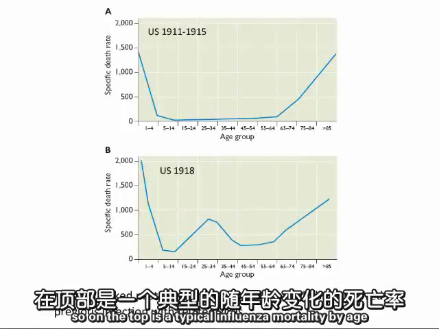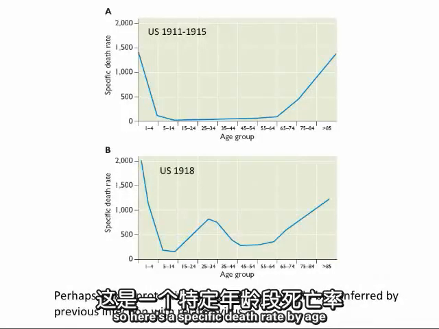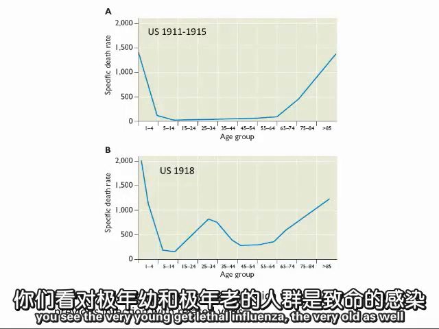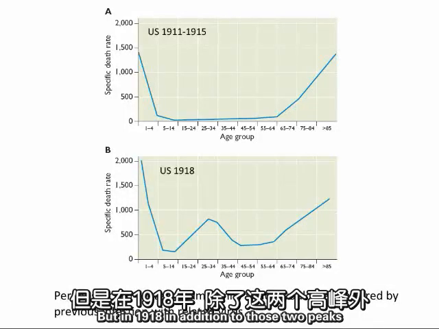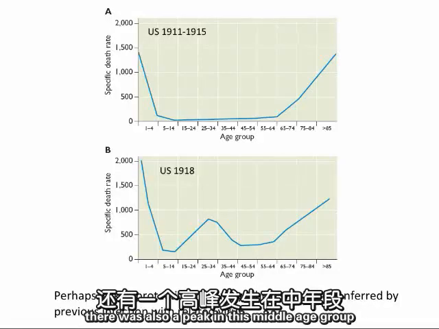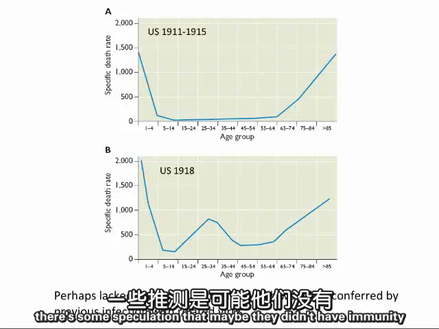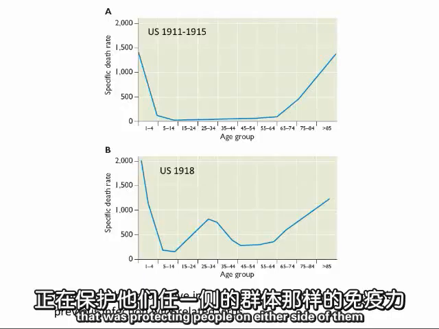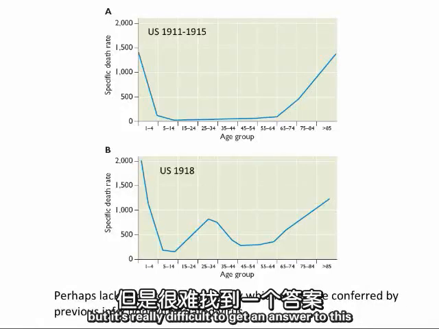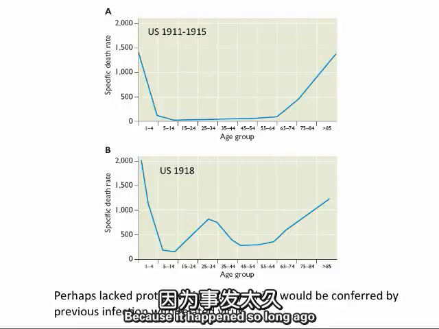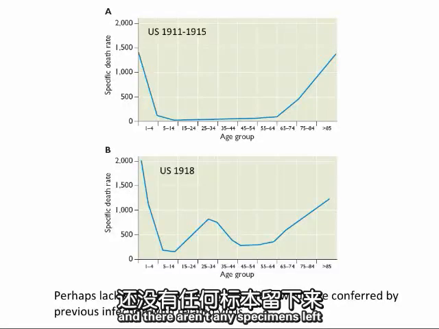So here are the graphs for 1918 influenza. On the top is a typical influenza mortality by age. So here is specific death rate by age. You see the very young get lethal influenza, the very old as well. But in 1918, in addition to those two peaks, there was also a peak in this middle age group. And we don't understand why this was. There's some speculation that it may be that they didn't have immunity that was protecting people on either side of them, but it's really difficult to get an answer to this because it happened so long ago and there aren't any specimens left.